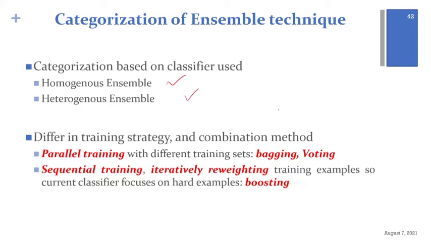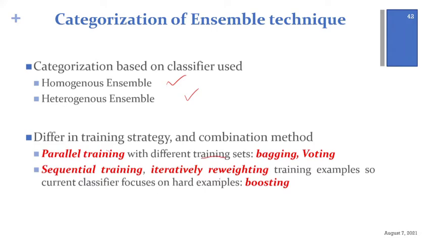Based on the kind of ensemble, we can look into different training strategies and combinations, which we just mentioned before. We have the parallel training, wherein you have different training sets. We have bagging and voting. So we're going to look into how you divide your data in such a way that it can generate a homogeneous ensemble, that is, the same neural network is being used, but you are working with different training sets in a unique way.